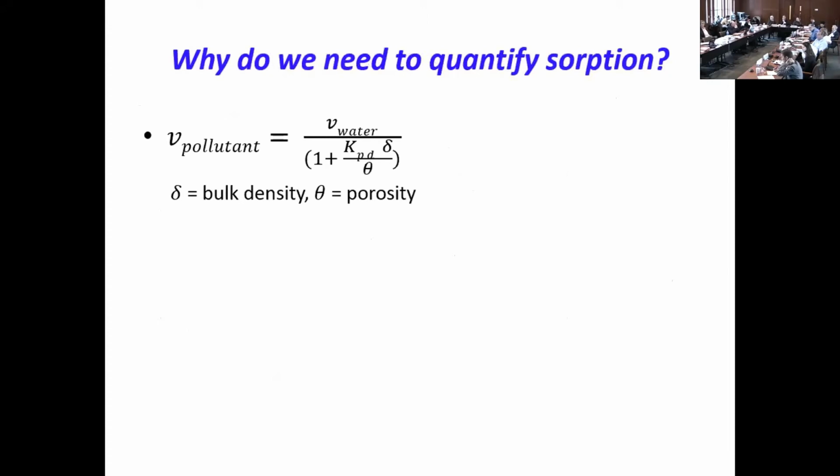Now, why do we need to quantify sorption? When I look at the velocity of a pollutant, I can derive that, but just looking at this little equation, it's the velocity of water divided by 1 plus the partition coefficient times the density of soil divided by the porosity of water. Density of soil over porosity of water is essentially something like the concentration of soil, right? So if my partition coefficient is 0, the compound doesn't sorb, and the velocity of the pollutant is the same as the velocity of the water. If my partition coefficient is very high, it can be the dominant factor, and then the velocity of the pollutant is very, very slow compared to the velocity of the water.